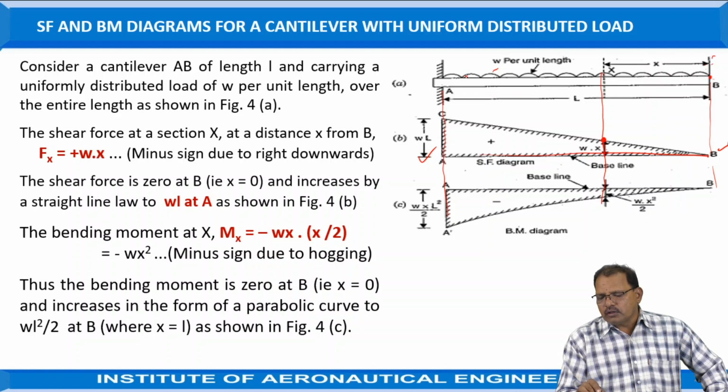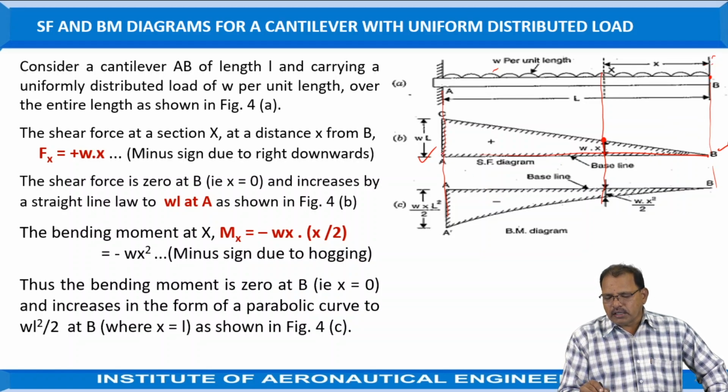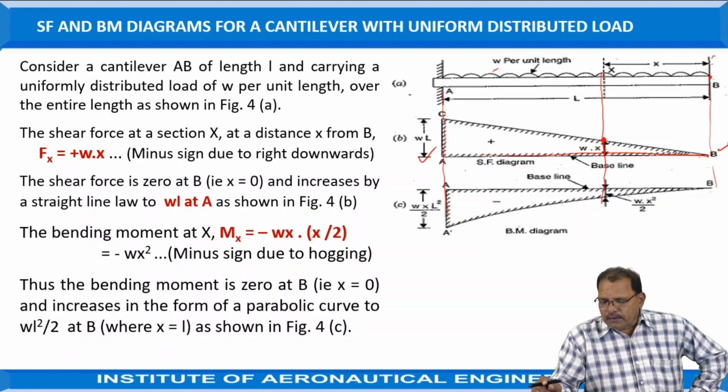Total force is nothing but equal to how much now? W into L. That is the unbalanced force. So for W into L, you have to draw vertical lines and join the points with straight lines, or in other words, from B to C, draw straight lines to meet the B point. This diagram is in the form of a triangle. It is representing the shear force diagram for the beam when it is carrying a uniformly distributed load.